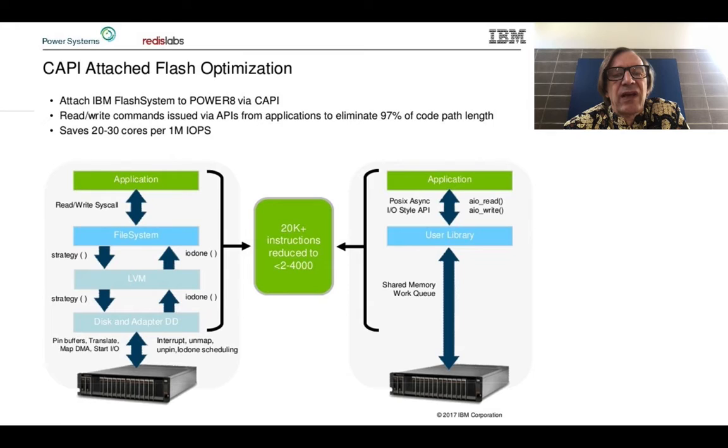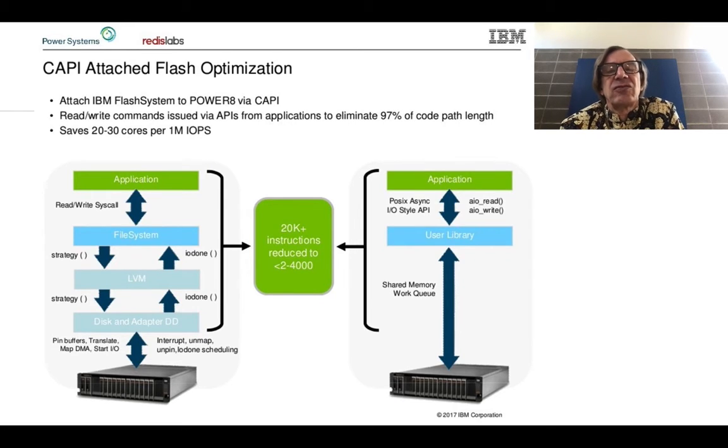Because you don't have to go through a typical IO-based stack, the number of instructions per operation is vastly reduced. In this case, from 20,000 or more to 4,000.